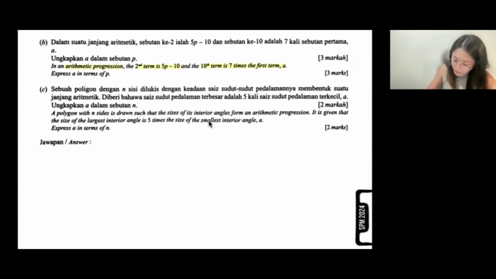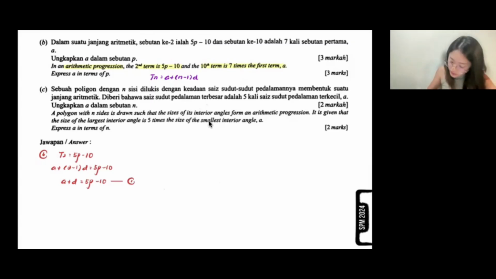Now question B. Second term is 5p minus 10. Formula for Tn in arithmetic progression is a plus n minus 1 times d. So let us use the formula. a, I don't know what's that. n is 2, minus 1 times d. You simplify this, you should be able to get a plus d equals 5p minus 10, first equation.